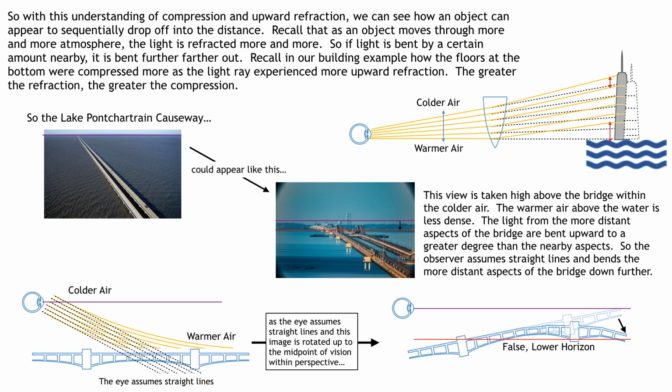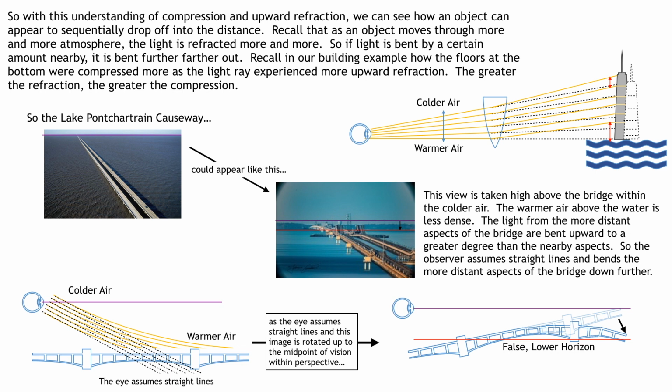So the Lake Pontchartrain Causeway, for example, in the photo there, which is essentially 2 parallel lines along Lake Pontchartrain, could appear to be something like this, which is being curved downward. So this view is taken high above the bridge within the colder air. The warmer air above the water is less dense. The light from the more distant aspects of the bridge are bent upward to a greater degree than the nearby aspects. So the observer assumes straight lines and bends the more distant aspects of this bridge down further, just like we dropped our mountain, just like we dropped the buildings, and so forth.